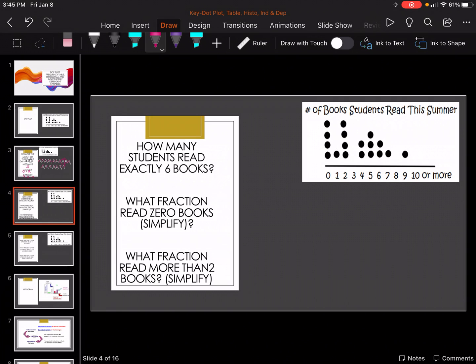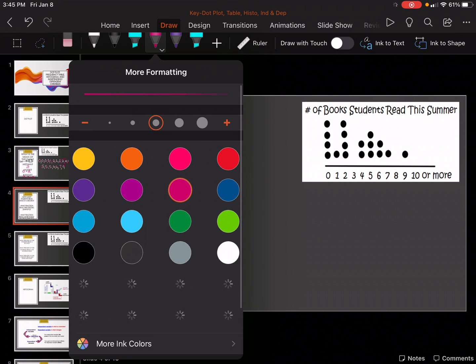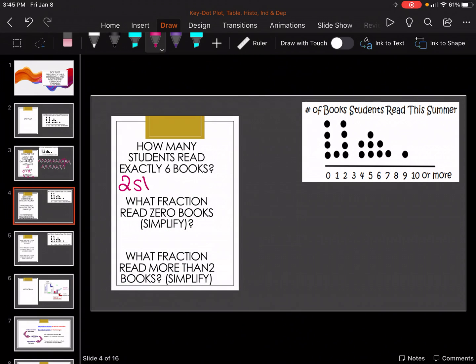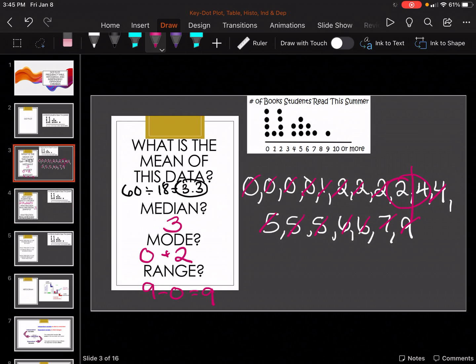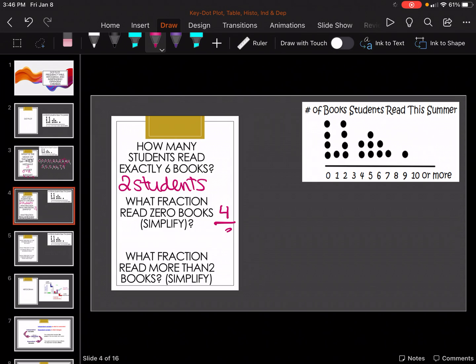For this one, it says, how many students read exactly 6 books? Okay, so we're going to look at 6, and there are 2 students. What fraction have read 0 books? And then it says simplify. So there's 4 students that have read 0 books out of the total. What did we say the total was? 18. So 4/18, we just need to simplify this fraction to 2/9.